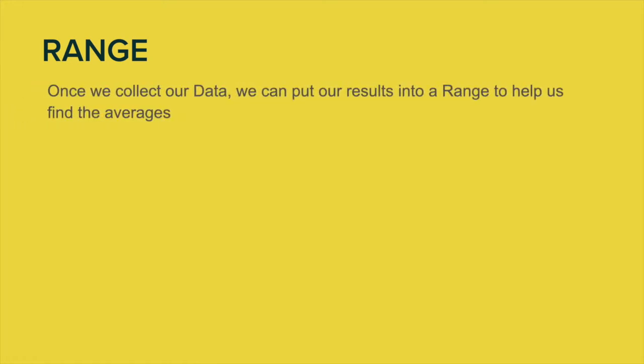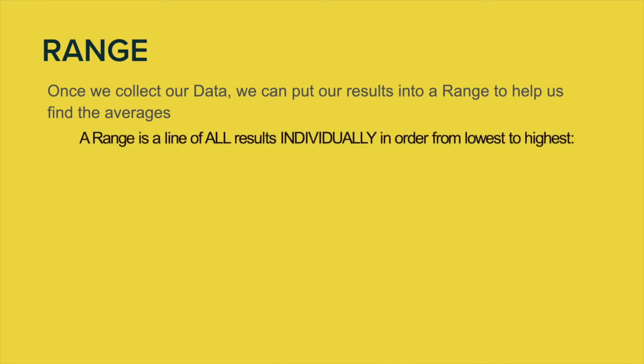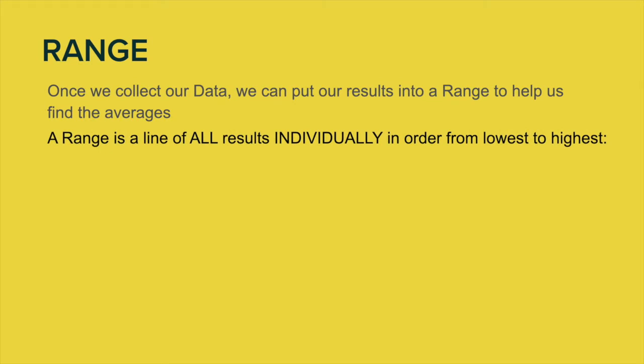Let's start with range. Once we collect our data like you did the other day, so you did your tally chart and then you did your line plot, we can put our results into a range to help us find averages. A range is very simple. It's a line of all your results individually in order from lowest to highest. So all the results that you got, you're then going to put them in numbers, starting from the lowest, coming to the highest.